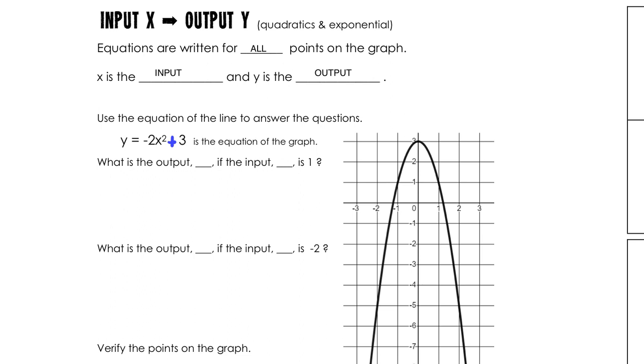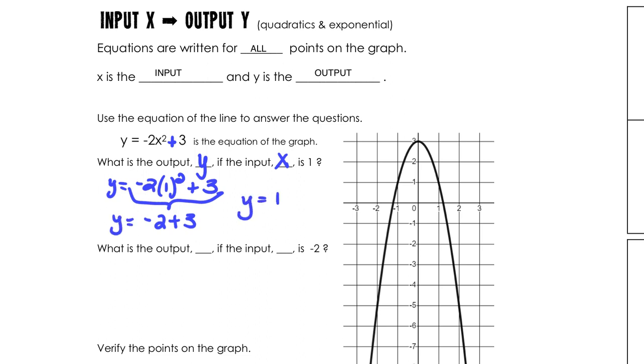All right, so we want to know what is the output y if the input x is 1. So I'm going to do basically just substitution. The only difference is now we have to square our x. So y equals -2 times 1 squared plus 3. What's cool here is I would put all that in Desmos and let it do the work for me. So 1 squared is 1 times -2, so this will be -2 plus 3. That means y equals 1.